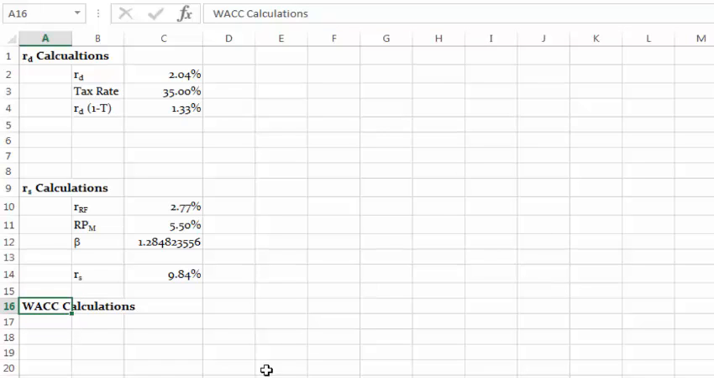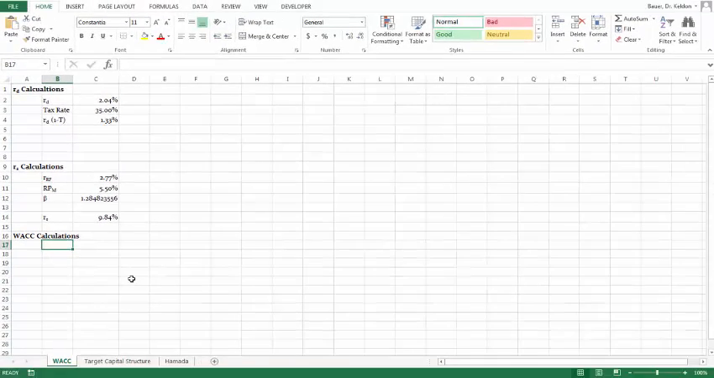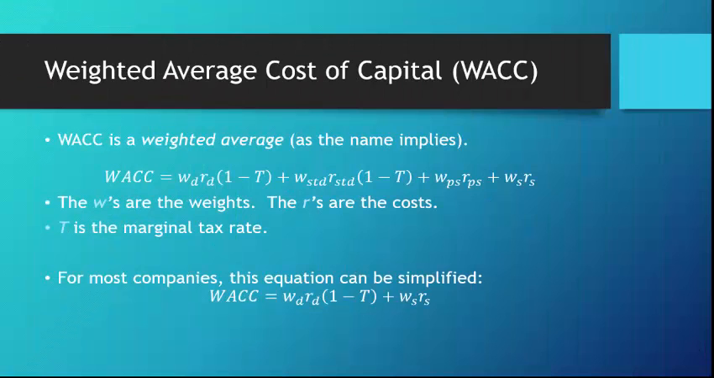And we're just going to use the formula. And again, let me point out what formula I'm talking about. I'm going to be using this formula here at the bottom because my company only has debt and equity, which is typical. So I need the weight of debt, I need the cost of debt times 1 minus T, plus WS, the weight of equity, times the cost of equity. I have everything in the sheet that I need. They may not all be on the same tab, but they're in the same file. So we're ready to go.